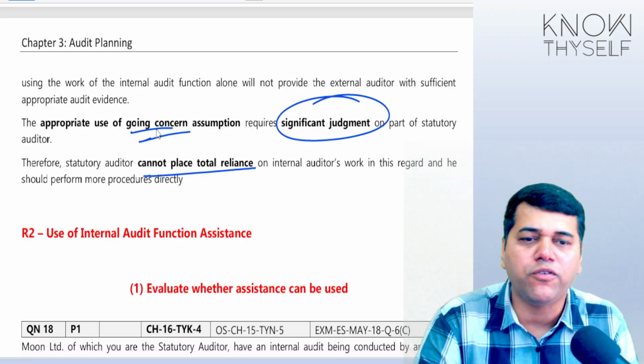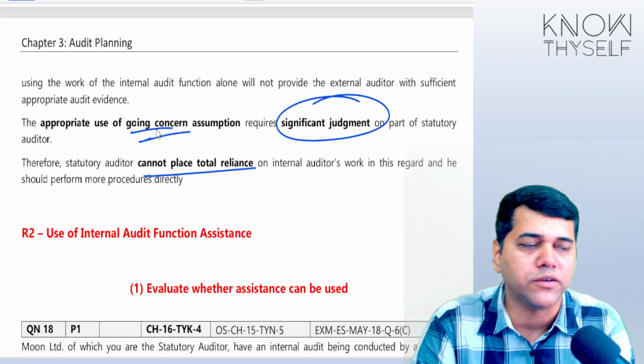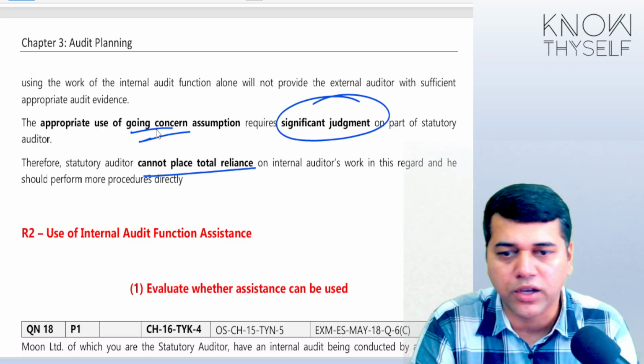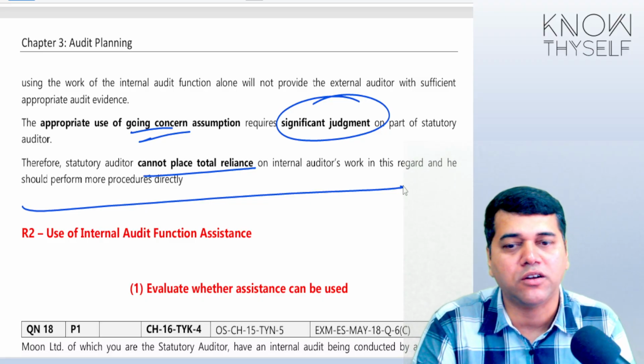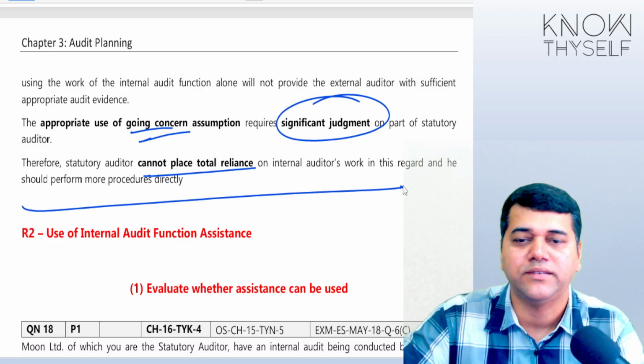So you can write your answer, like you can talk about the objectivity, competency, where you cannot use, where you can use, etc. So this is all about the first part of your essay, SA 610.